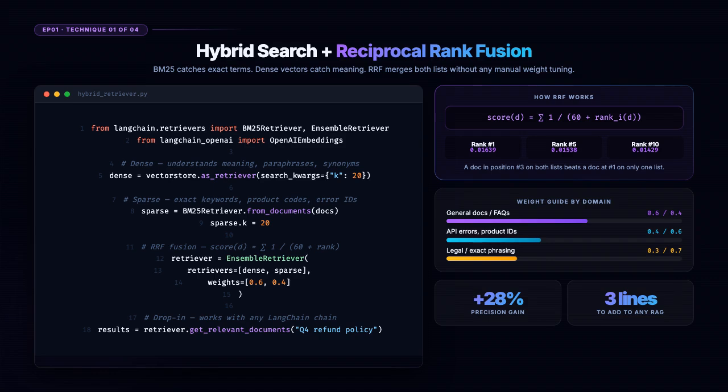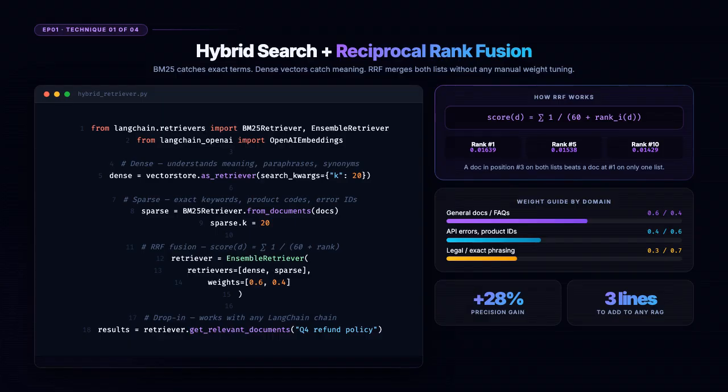Technique 2, cross-encoder re-ranking after hybrid search. You have perhaps 20 candidate chunks, but you only want to send the best 4 or 5 to the LLM. More context creates more noise, and more noise consistently degrades answer quality.